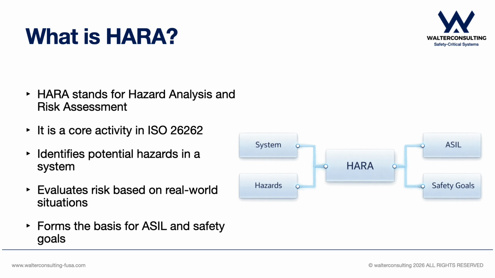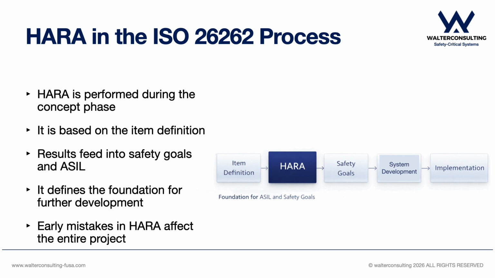So, where does HARA fit into the overall ISO 26262 process? The results of this analysis form the basis for ASIL determination and the definition of safety goals. In ISO 26262, HARA is performed during the concept phase. It starts with the item definition, which describes the system and its boundaries. Based on this, engineers perform HARA to identify hazards and evaluate risks. The results of this analysis are then used to define safety goals and determine the ASIL.